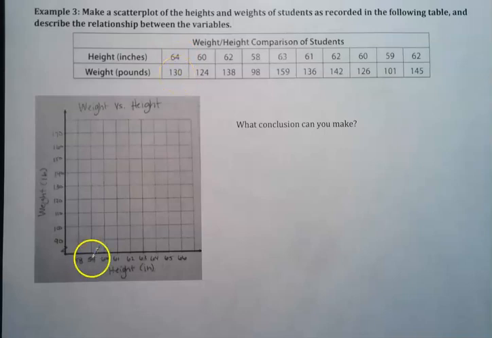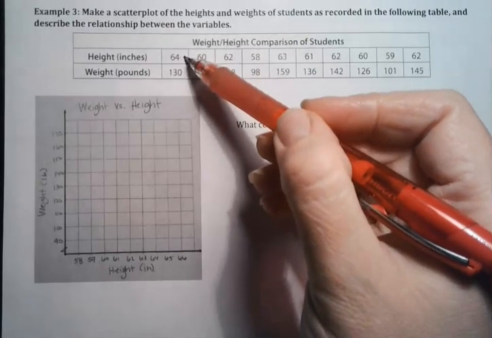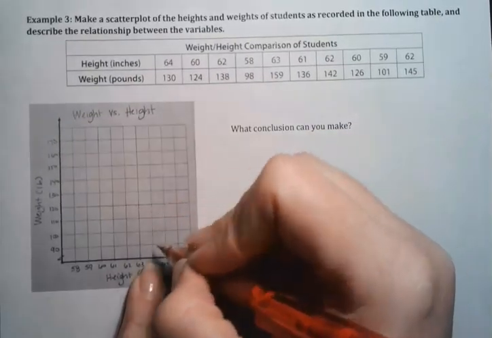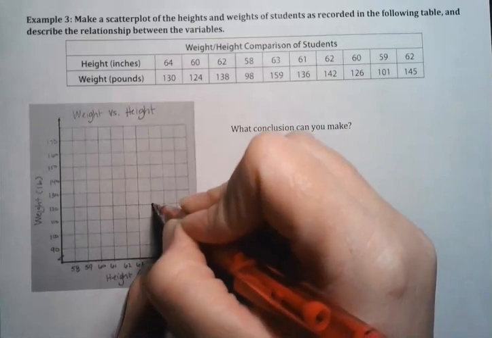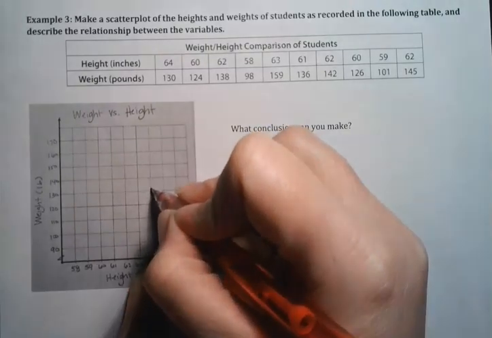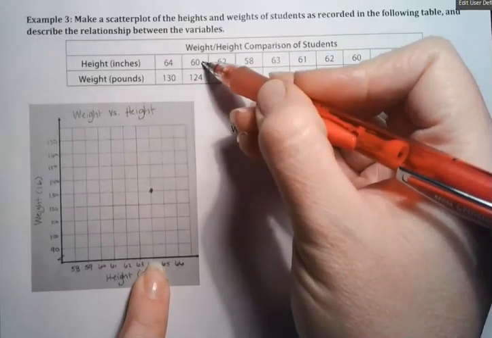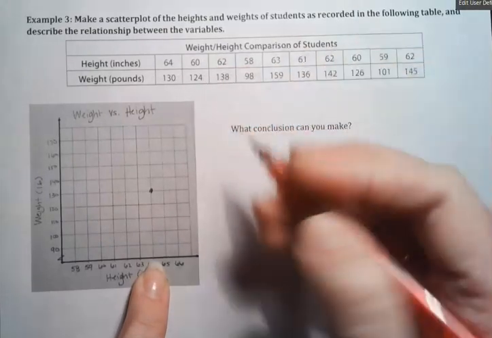Actually, I might be better off to do this sitting down. I'll get a little bit more accurate scatter plot. So at 64 inches, I have 130 pounds. I'm going to go to 64 inches and go up to 120, 130 pounds. That was my first student. Then I moved to my second student. They're 60 inches tall, 124 pounds.